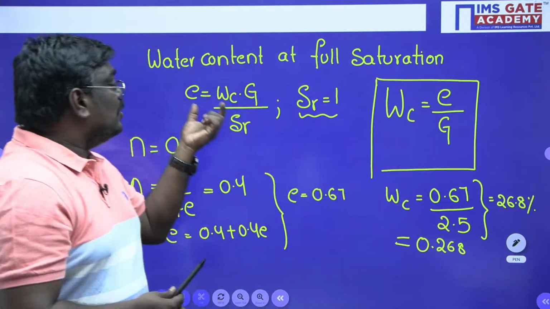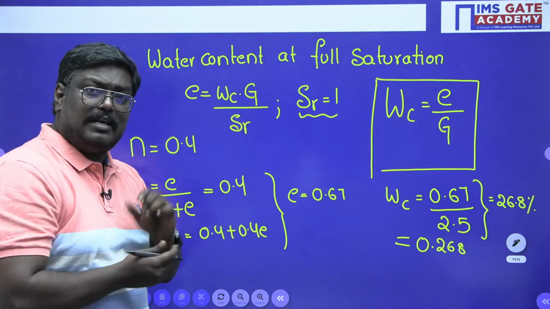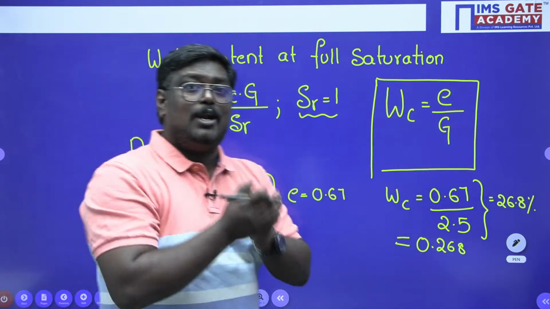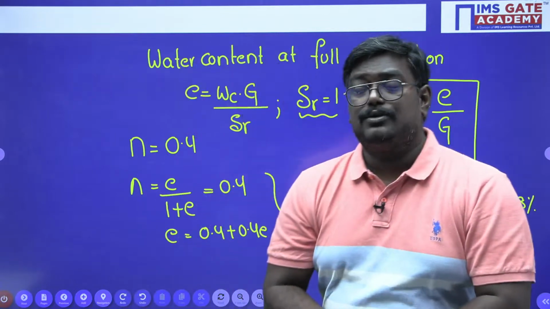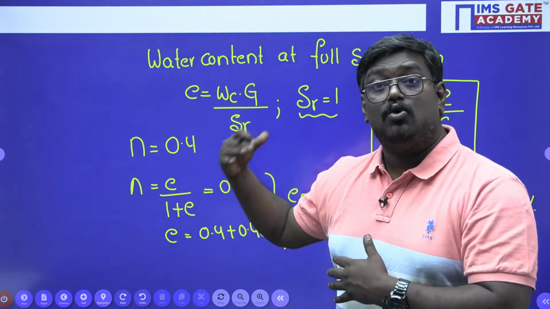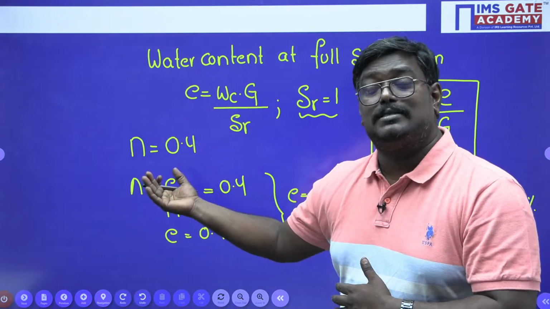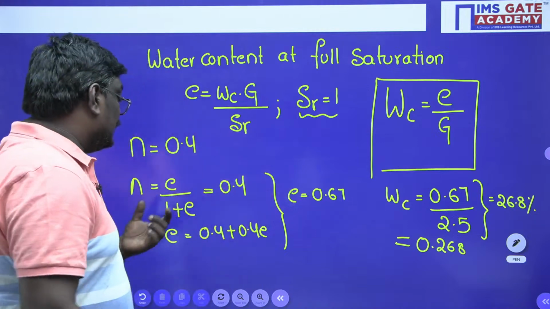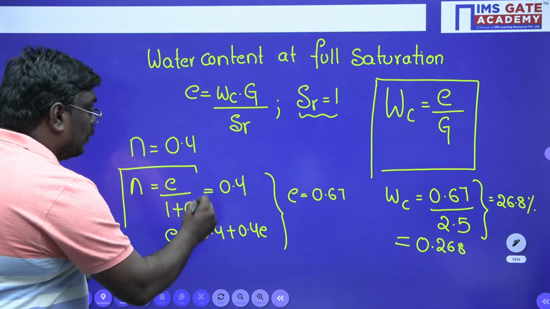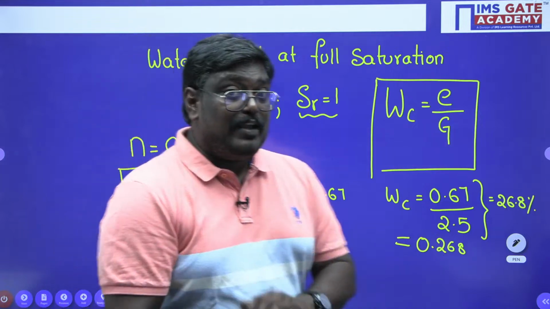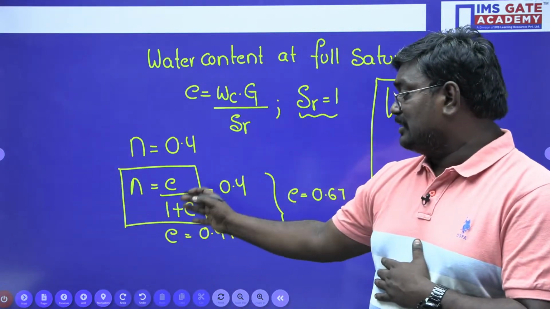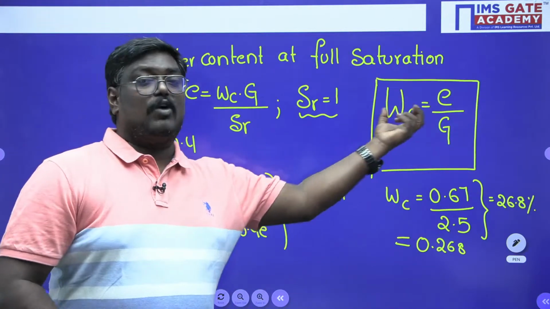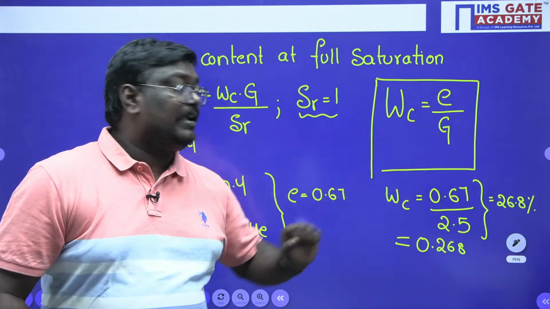See students, I know that e is equal to w G upon S, sir. But did I know the value of e in the problem? No. How to find out the void ratio with respect to the porosity? We know that the relationship between porosity and void ratio is given by the formula n is equal to e upon 1 plus e. So when we know that porosity and void ratio relation, easily we could find out the void ratio. Once you know the void ratio, just plug in those values and you will get the water content.